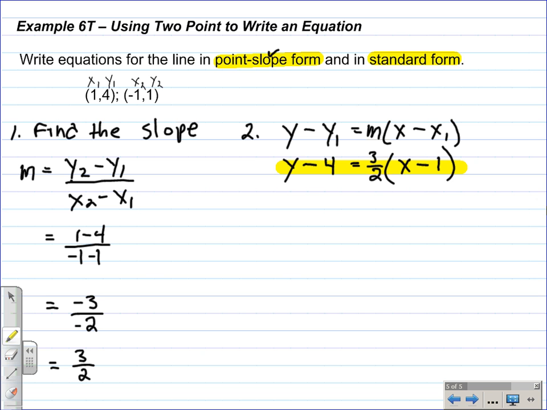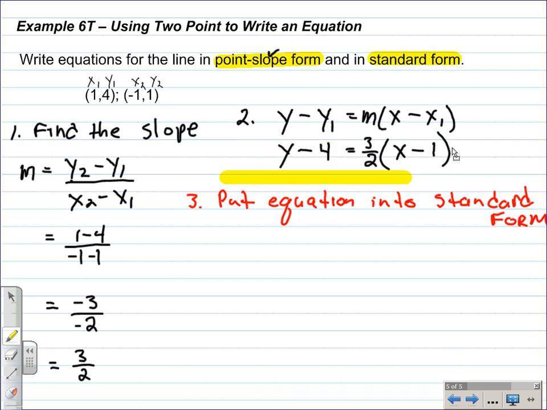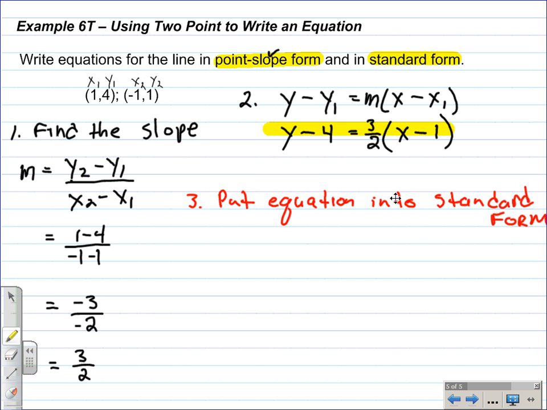Now we're going to start working on our second answer in standard form, and this would be the third step. The third step is to put the equation into standard form. So we're going to take what we just found. We have to take this equation, and I can't move it, so I'm going to have to rewrite it too.